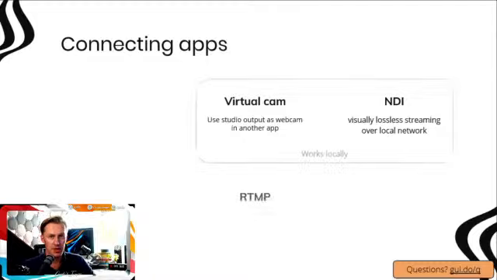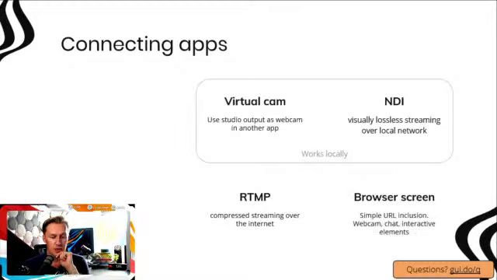So that works locally. Then to things that work over the internet: RTMP, I mentioned that before, compressed streaming over the internet, a standard that most studio tools and most publication platforms use to ingest. And you can also use a browser screen, so simple URL inclusion. Like I said before, you can use this for including chats, inclusion of pop-up messages like, oh, I have a new follower on YouTube, or even a webcam feed from a user through a tool like OBS Ninja. And these will work over the internet.